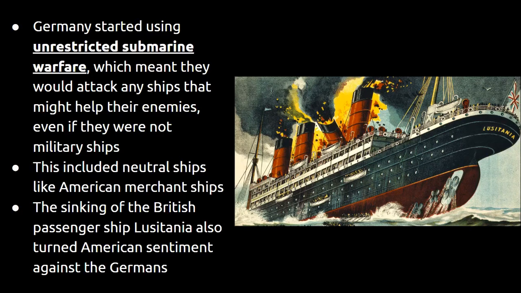However, as the war continues to go on, Germany starts to get a little more desperate, and they start this policy called unrestricted submarine warfare, which basically meant that they would attack any ships that they thought could be helping their enemies. This included neutral ships like American merchant ships. So the Lusitania is the most famous example, but unrestricted submarine warfare was a consistent policy by the Germans of attacking many, many, many ships. And again, every ship that sank made the United States more and more upset.